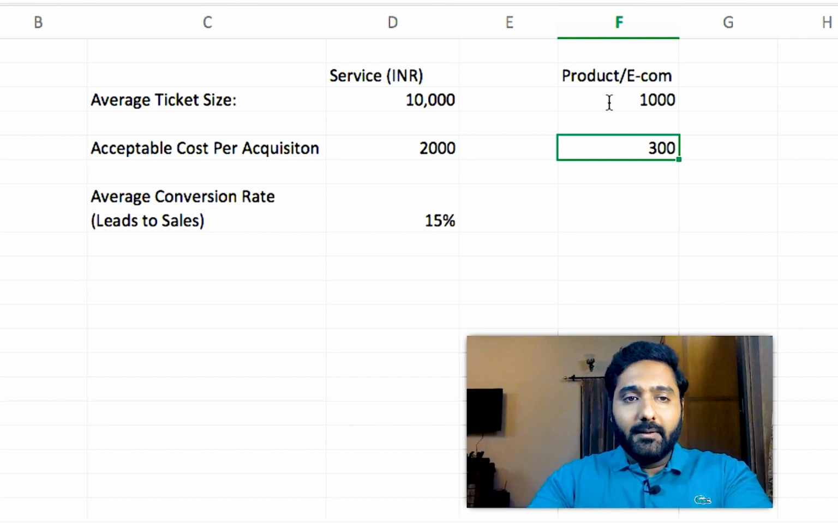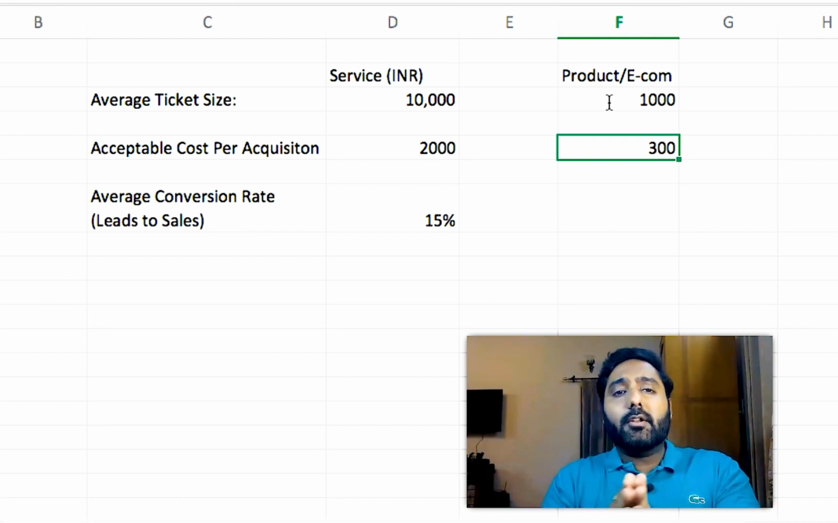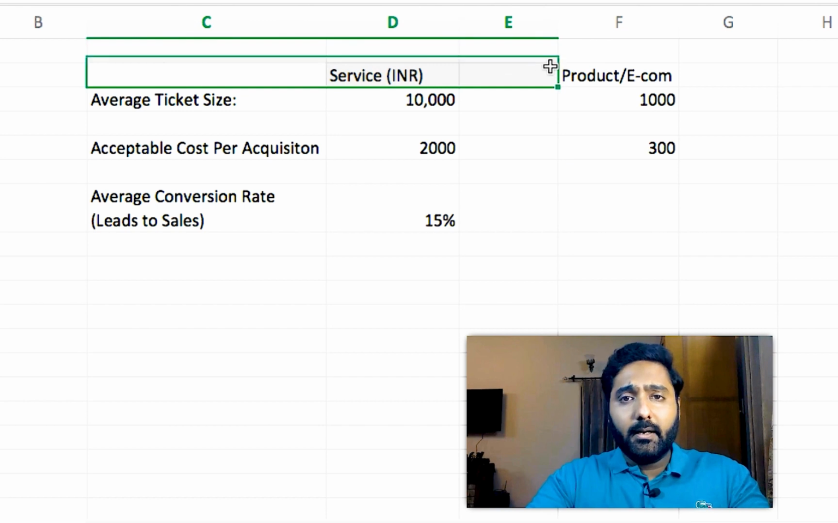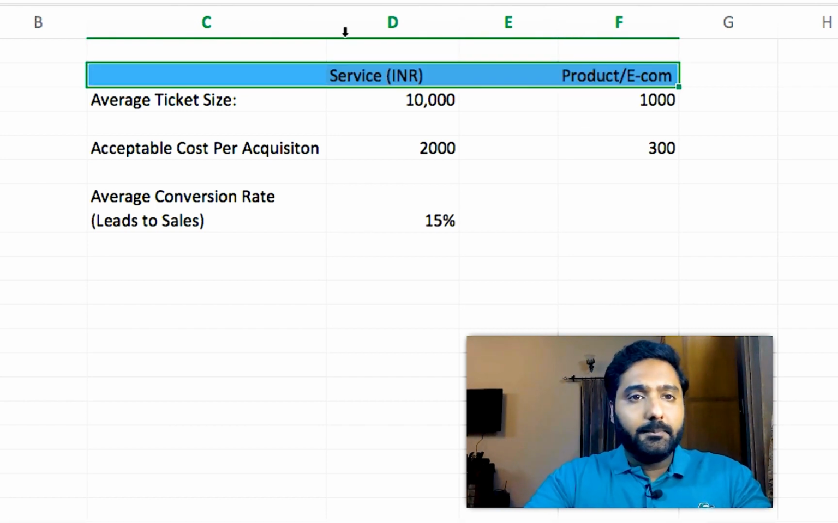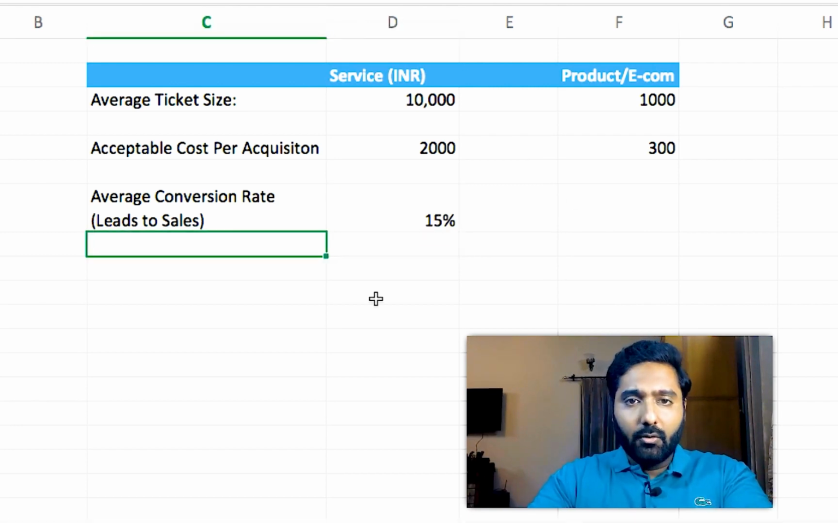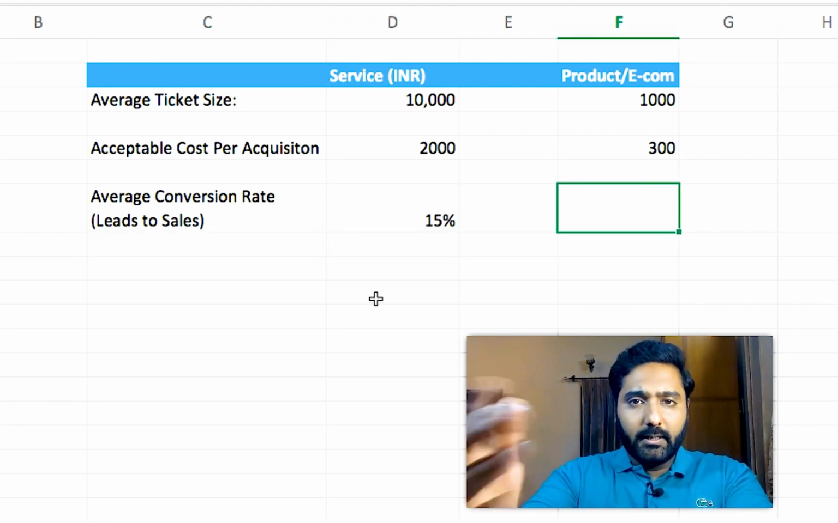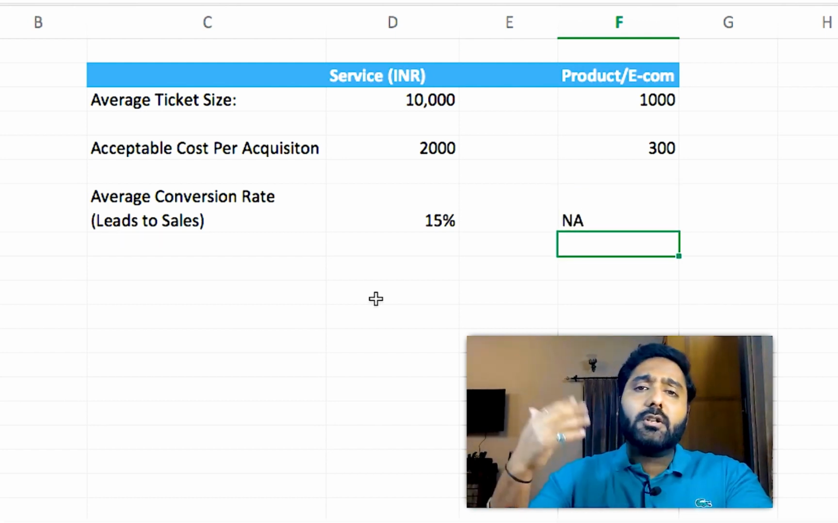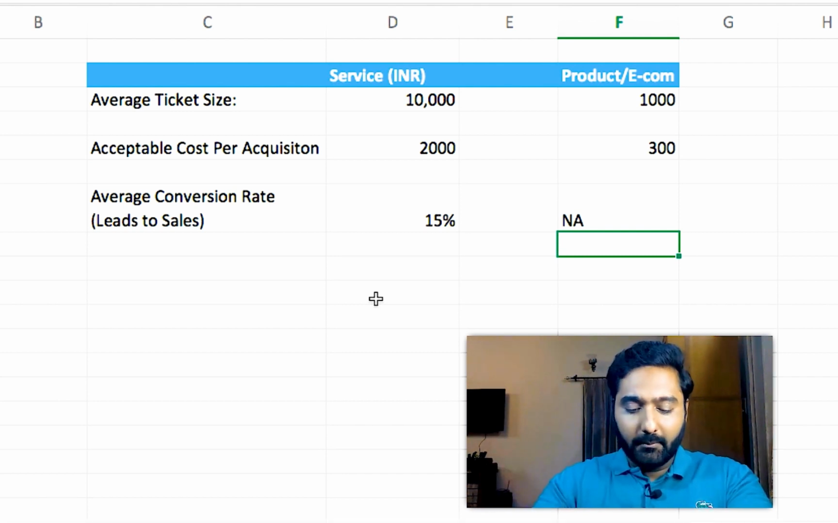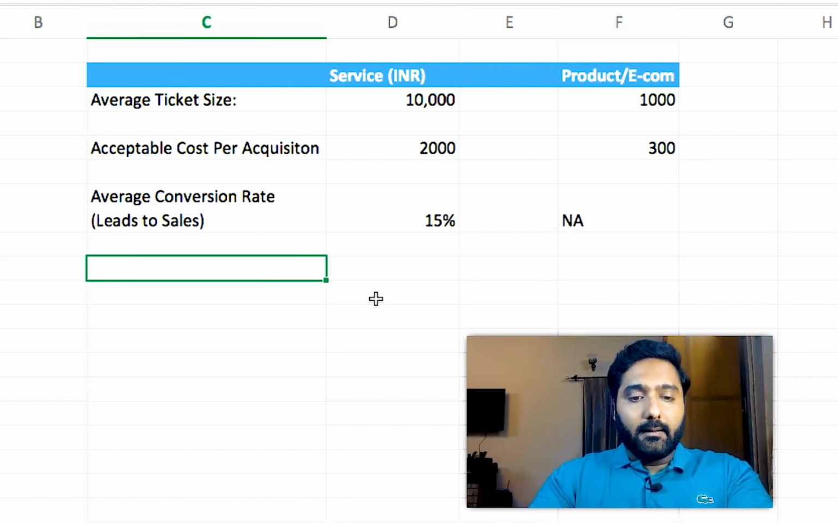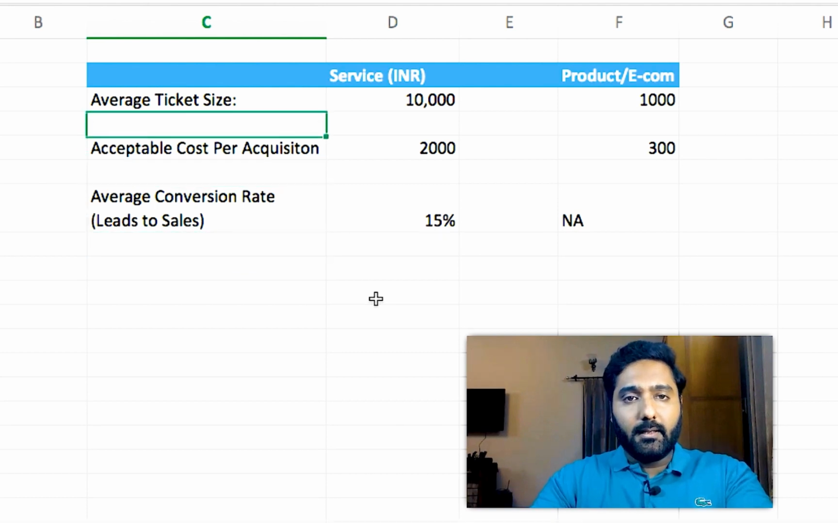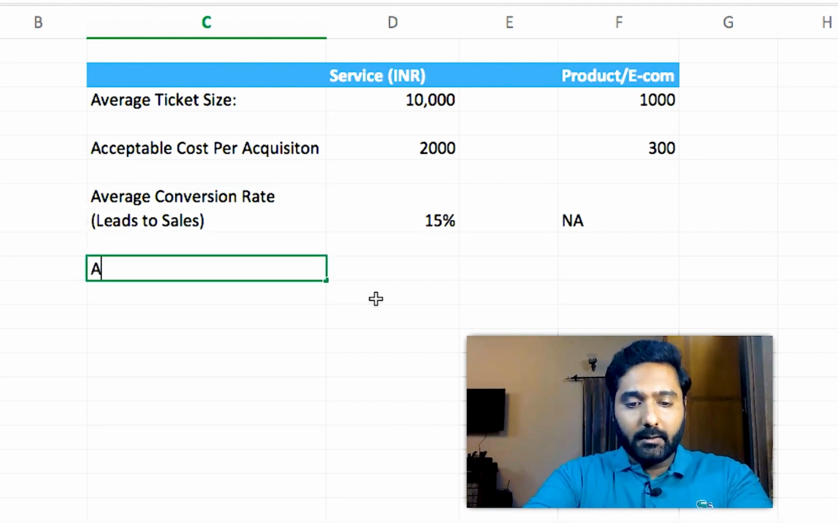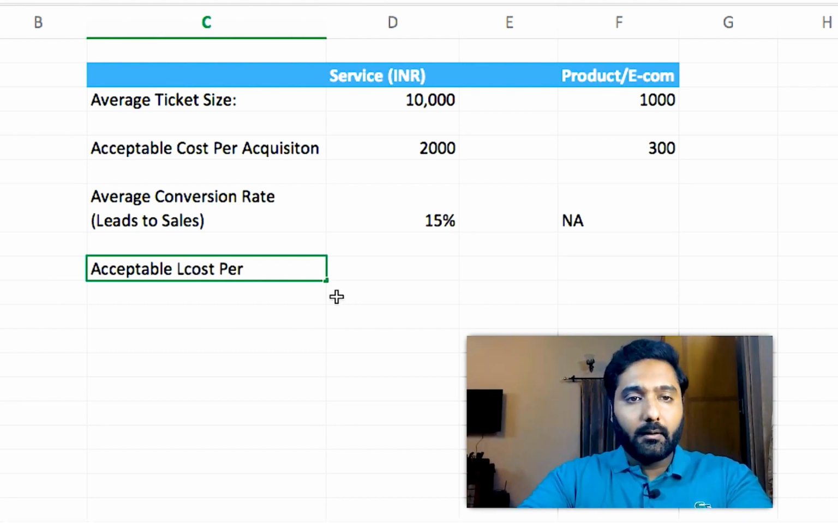So in this case, I'm just writing it here so that we can compare this side by side. Let me just highlight this. Okay, I hope everything is clear till now. So in the product e-com example, we don't have a conversion rate because we're not generating leads here. We're directly going to try and make a sale. Now, in the service business case, we want to look at another thing, which is the acceptable cost per lead.